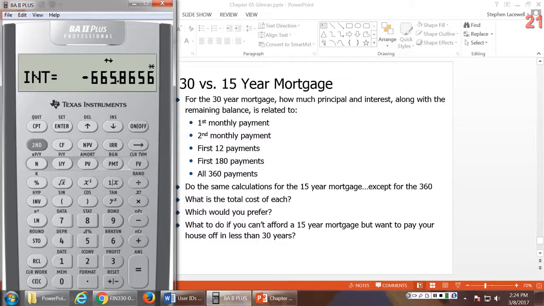With the second payment, you've paid off a little bit of principal, not much, but a little bit. And so what's going to happen is you're going to have a little bit less go to interest, a little bit more go to principal. But it's a slow process because keep in mind, this is a 360 payment loan. So you're going to be paying on this house for 30 years.